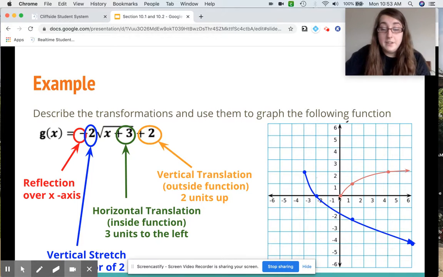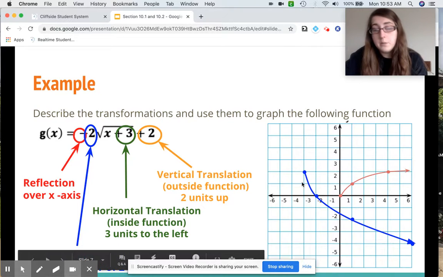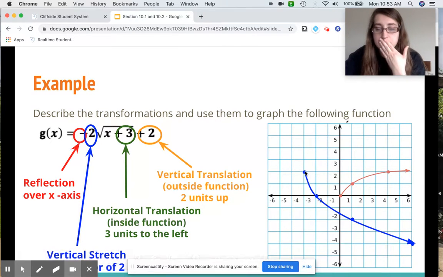So again, you're really focusing on that one point here at 0, 0, and that's where the transformation is going to be applying. So you have left 3, so you're moving to the left 3, up 2 units. That's how you get to this point. So because we're opening downwards because of the reflection, so you have that downward curve, and you're multiplying that pattern by 2 in a way.